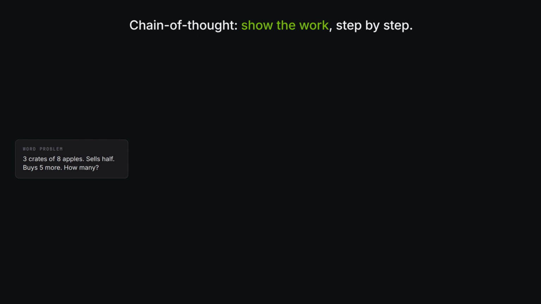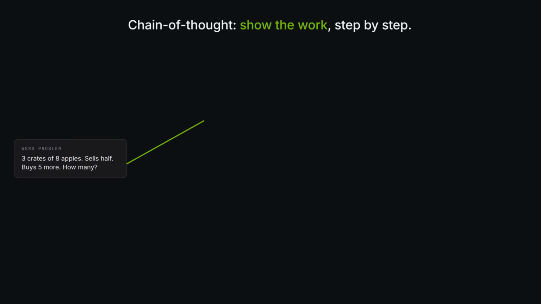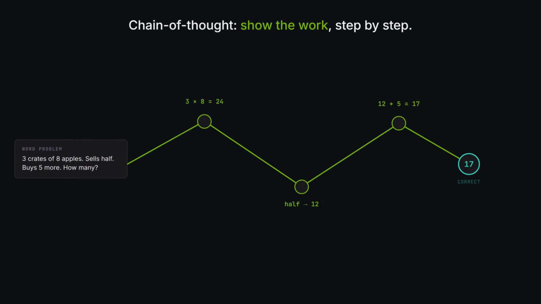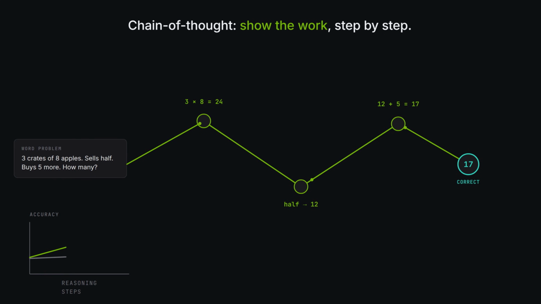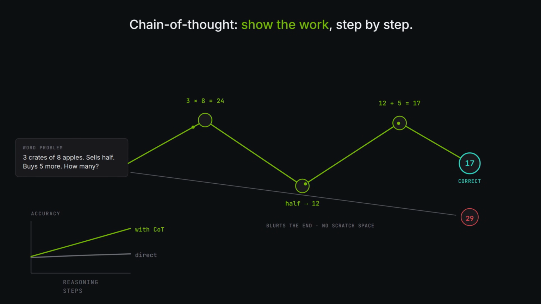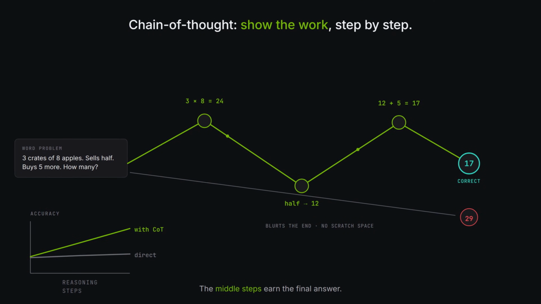When a problem needs genuine reasoning, like a multi-step math word problem, you add chain of thought, which simply asks the model to show its work step by step before committing to a final answer. That extra scratch space measurably raises accuracy, because the model reasons through the middle instead of blurting out the end.